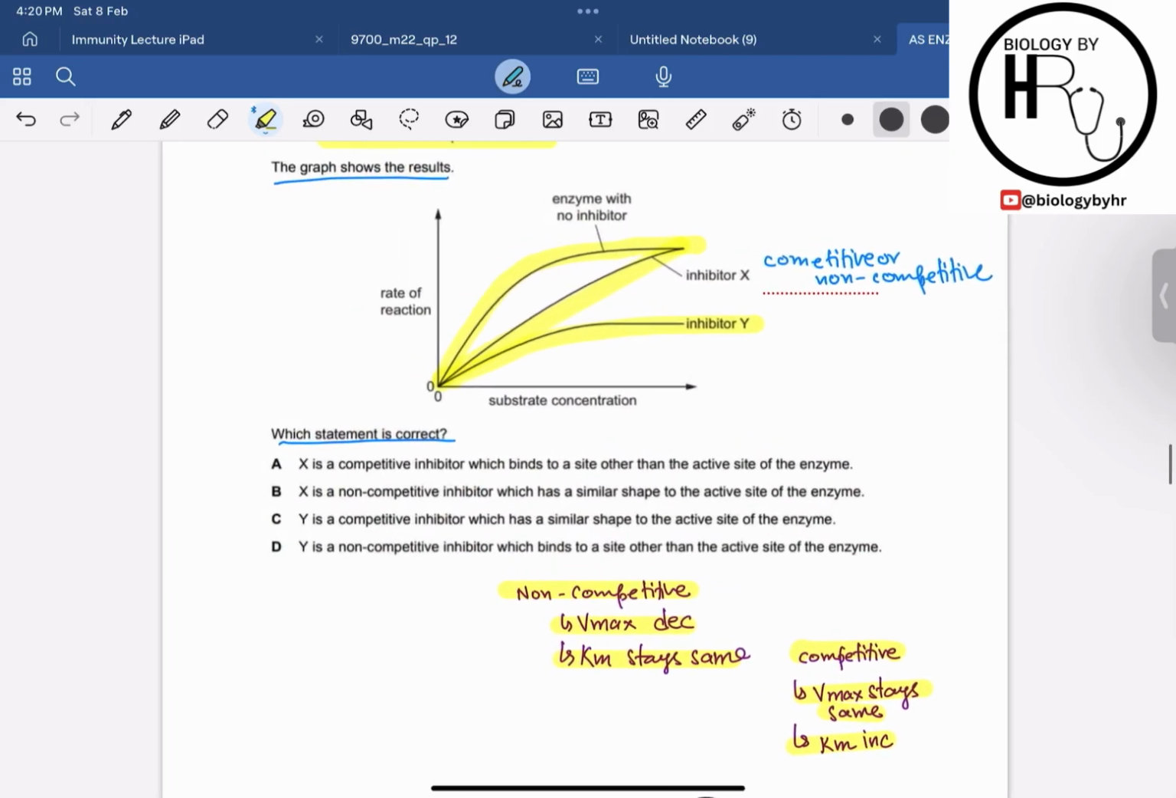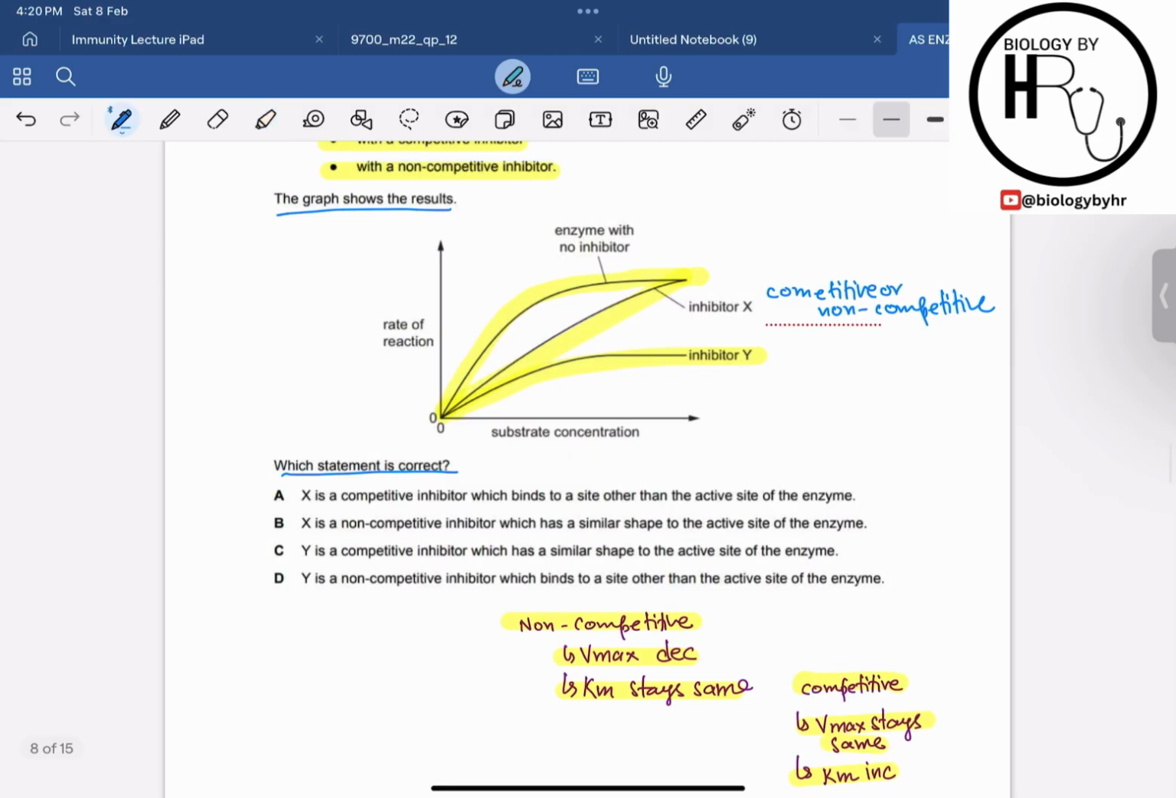So we can clearly identify which is the competitive and which is the non-competitive by the Vmax. This is the Vmax, which is the maximum rate of reaction, right? Vmax is staying the same for the inhibitor X. When the inhibitor X is there, the Vmax is staying the same, which means that inhibitor X is a competitive inhibitor. Vmax is decreasing with the inhibitor Y, which means that inhibitor Y is a non-competitive inhibitor. Hence the correct answer over here would be that Y is a non-competitive inhibitor. Yes, exactly. It is true that Y is a non-competitive inhibitor.